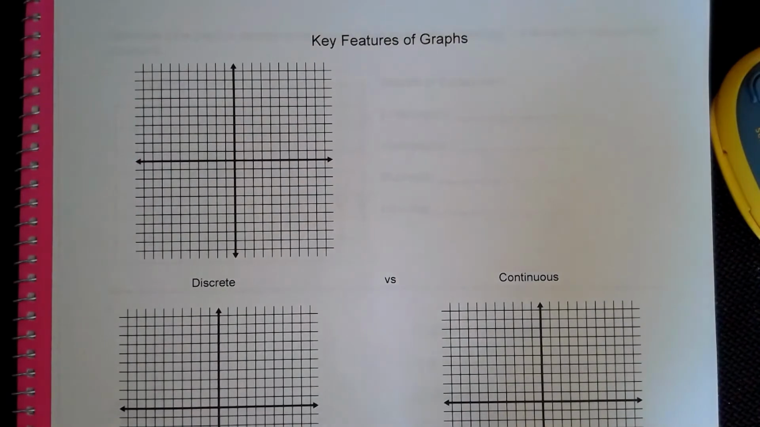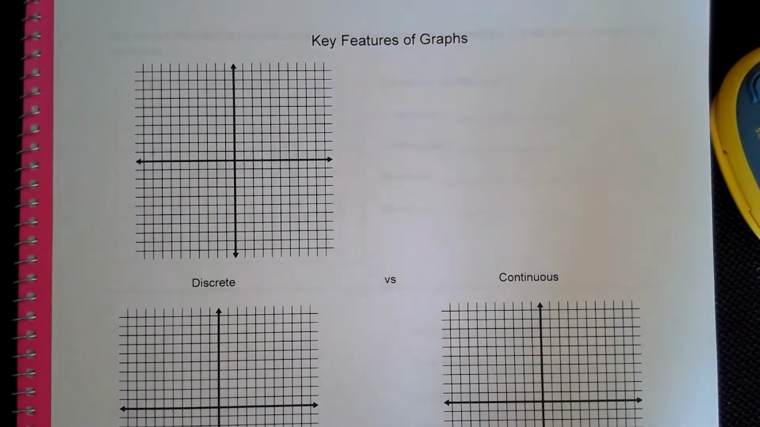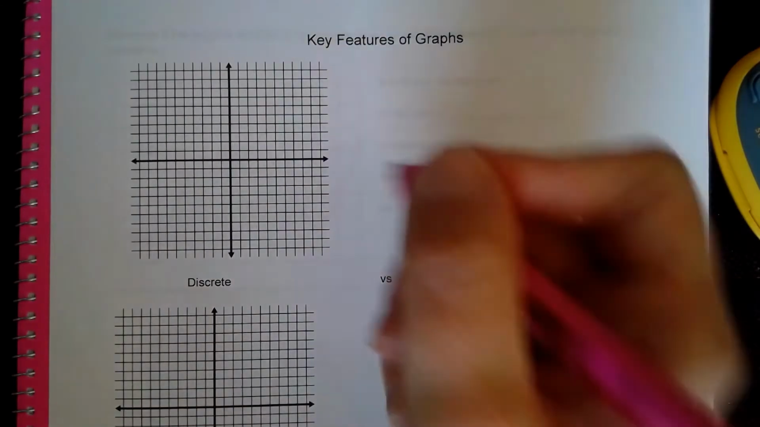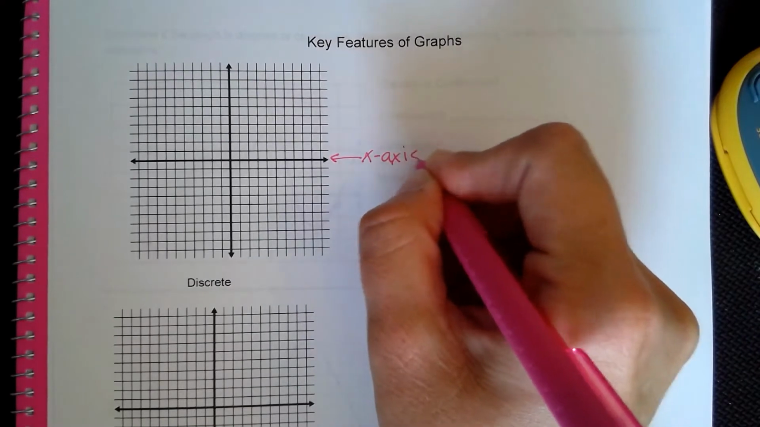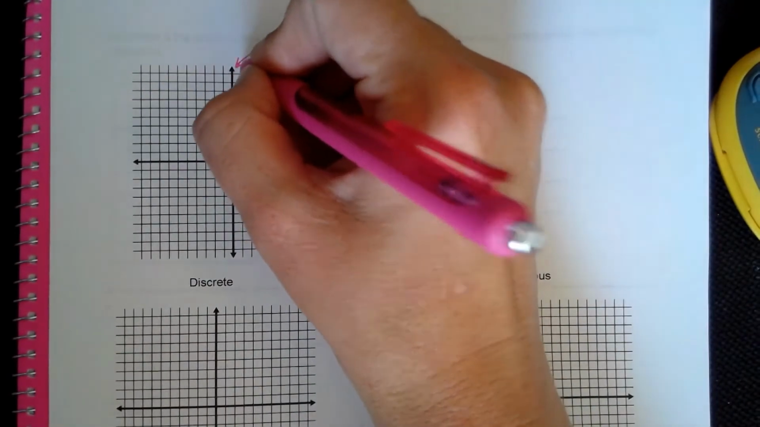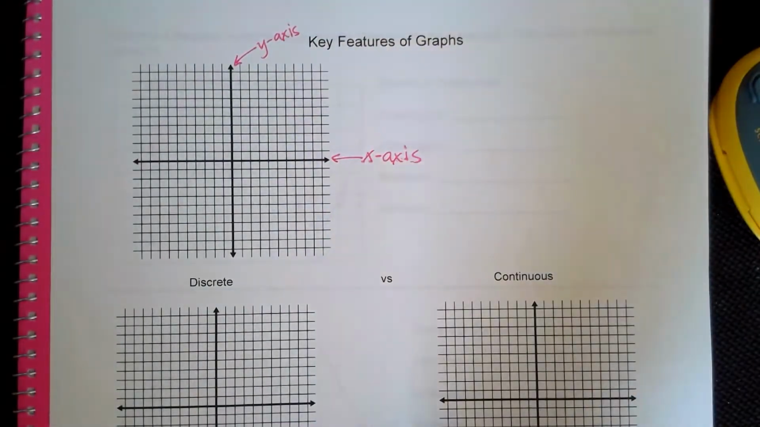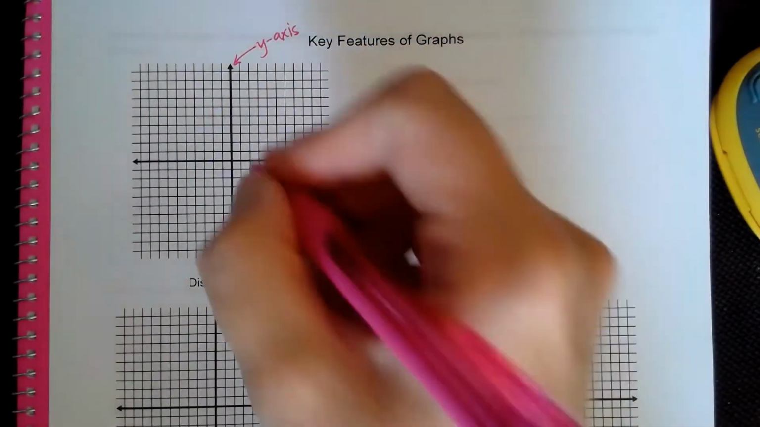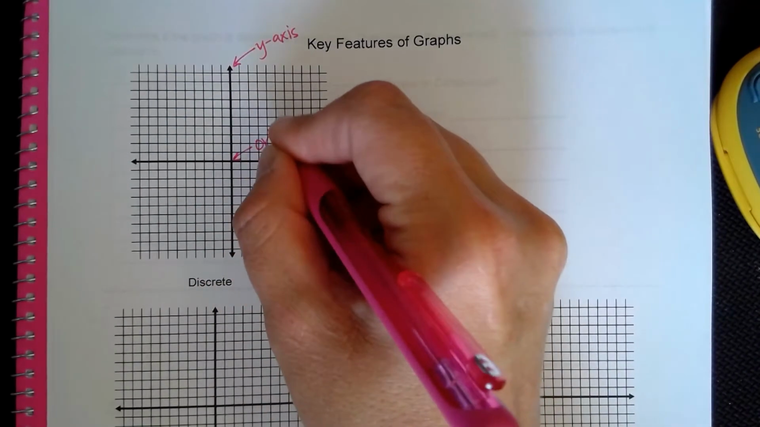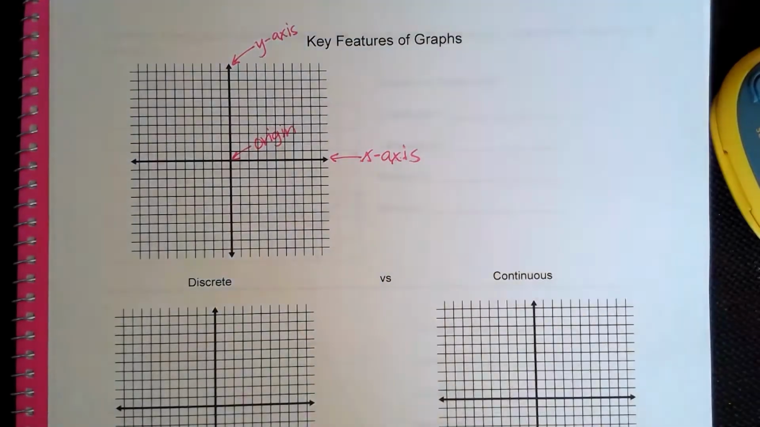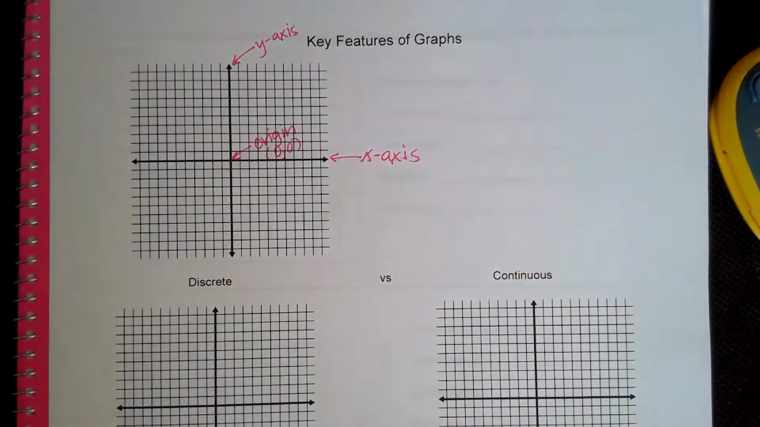And so we are going to label this. This is our x-axis. This is our y-axis. Where the x-axis and the y-axis meet is known as the origin, and the location of the origin is at 0, 0.